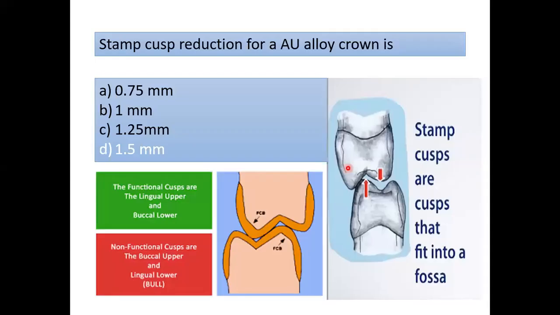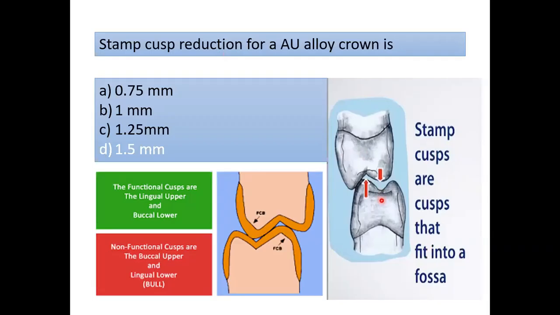So the next question is on stamp cusp reduction for a gold alloy crown. When you speak about crown preparation, the next questions will be about how much you should prepare for the axial surface and the occlusal surface. On the occlusal surface, how much you should prepare in a functional cusp or a non-functional cusp. The term stamp cusp may confuse you a little, but a stamp cusp is exactly your functional cusp. Why do they call it a stamp cusp? Stamp cusps are the cusps that fit into the fossa.